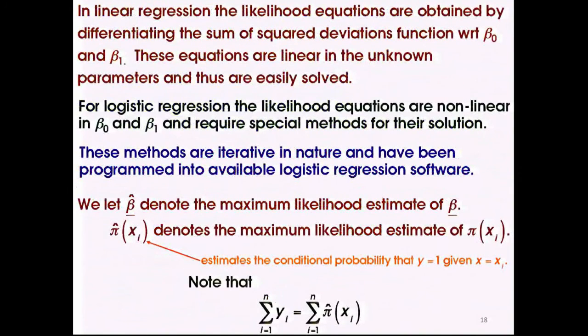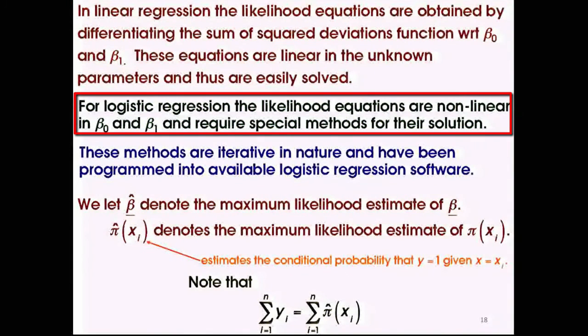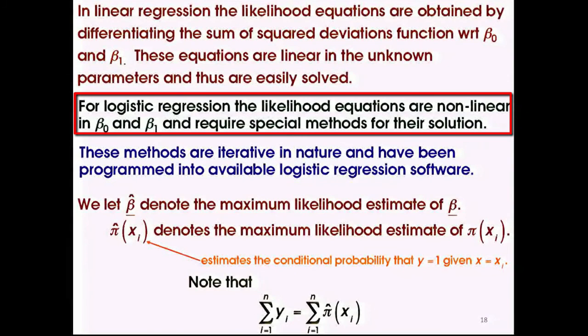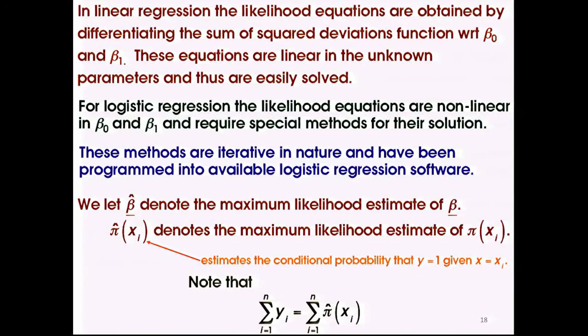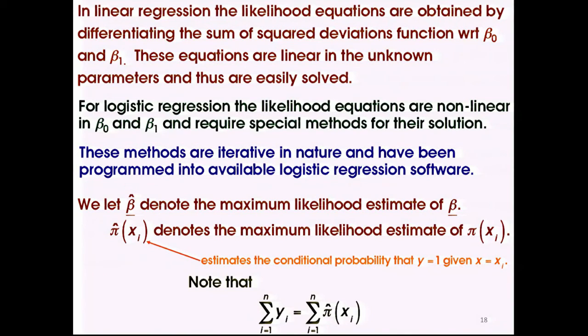So remember that in linear regression analysis, the likelihood equations are obtained by differentiating the sum of squared deviations function with respect first to beta naught, then beta 1. These equations are linear in the unknown parameters. They're linear in beta naught and beta 1, and so it's easy to solve for them. But for logistic regression, the likelihood equations are not linear in beta naught and beta 1, and they require special methods. And as I said, these methods are iterative. They have been programmed into available logistic regression software, this Newton-Raphson method, and so it's actually very easy for us to compute the maximum likelihood estimates because we have the available software to do it.